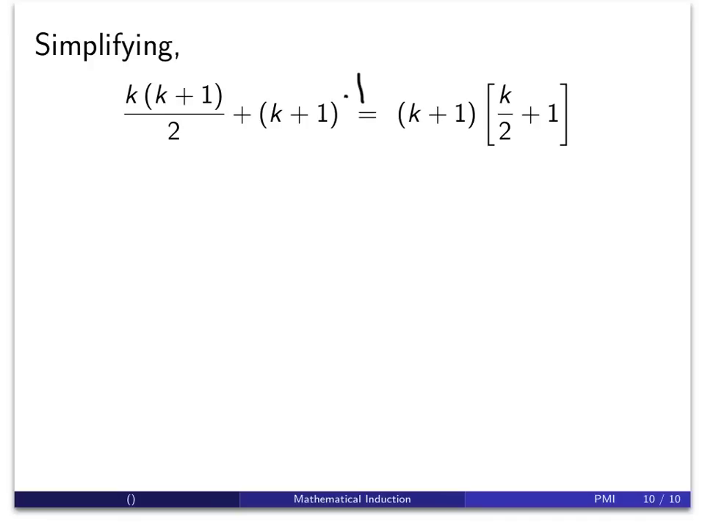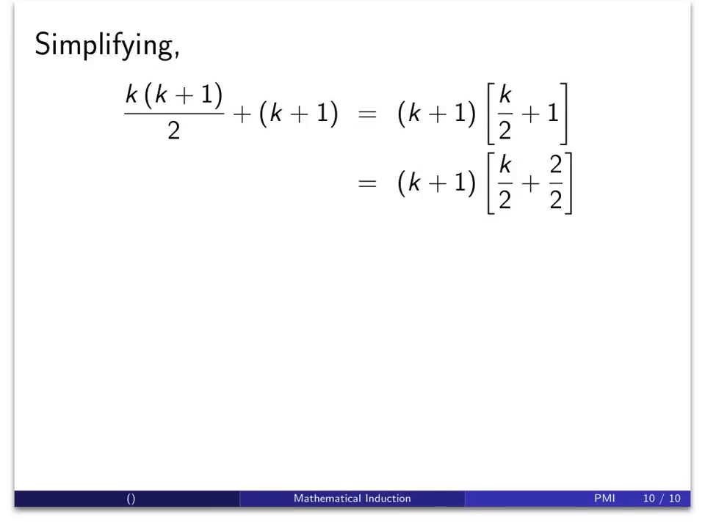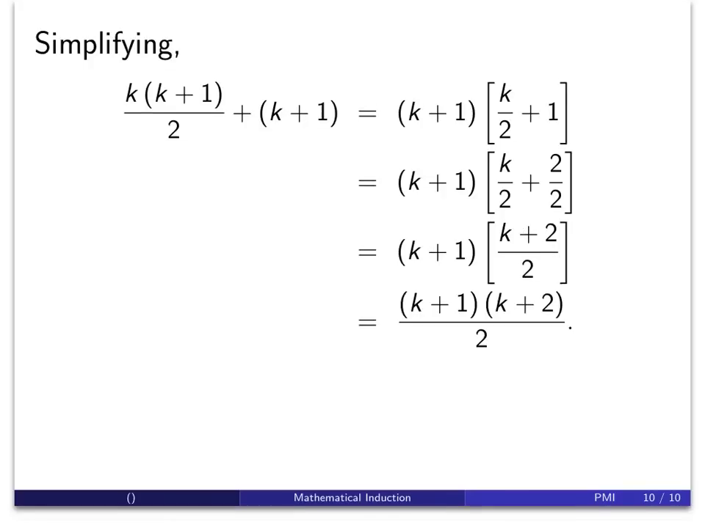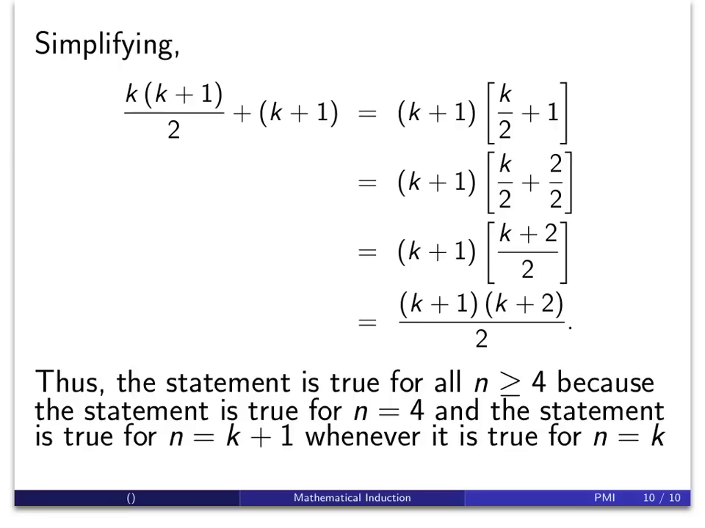Now remember, my goal is to get k plus 1 times k plus 2 over 2. Well, let's work on that. 1 is 2 over 2. We're getting a common denominator and combining it into one fraction. It's starting to look good: k plus 1 times k plus 2 all over 2. We achieved our goal. So the statement is true whenever n is greater than or equal to 4 because it was true when n was equal to 4, and we proved it was true when n was k plus 1 whenever it was true when n was equal to k.